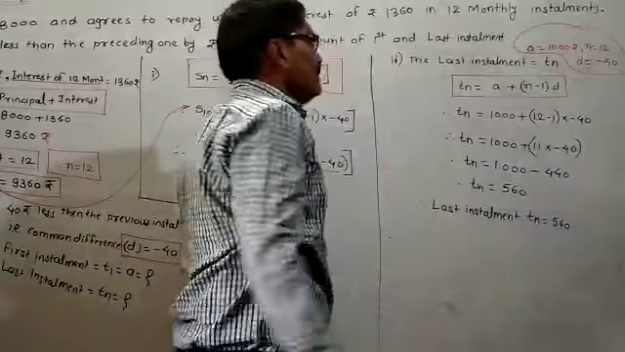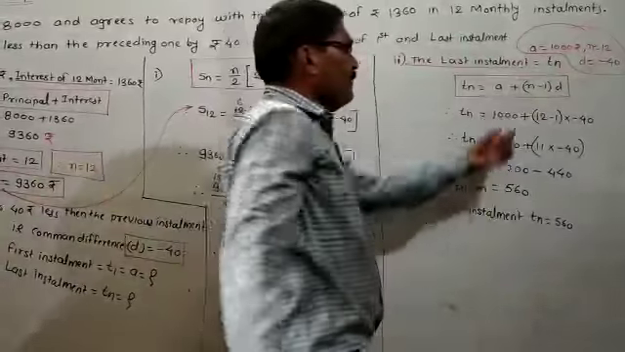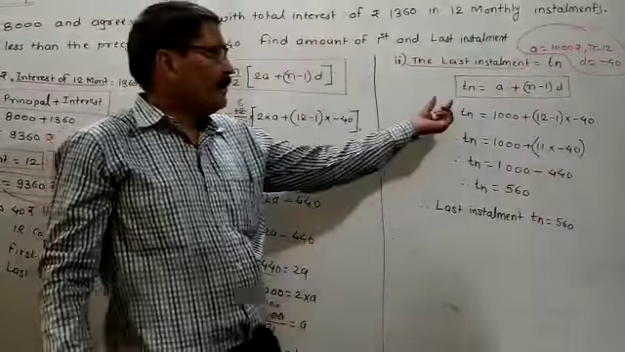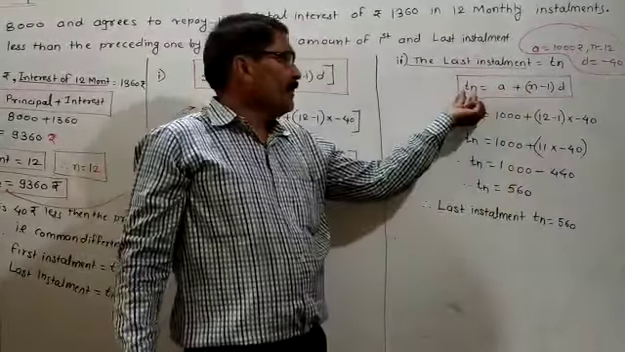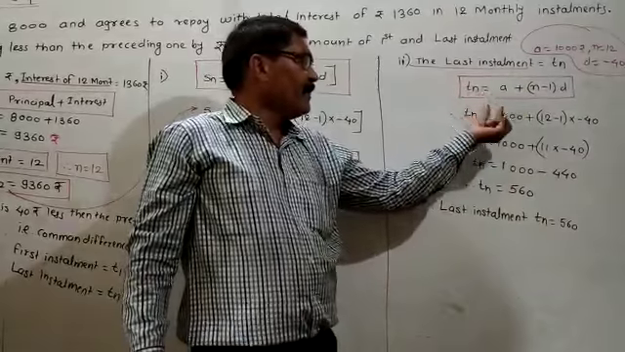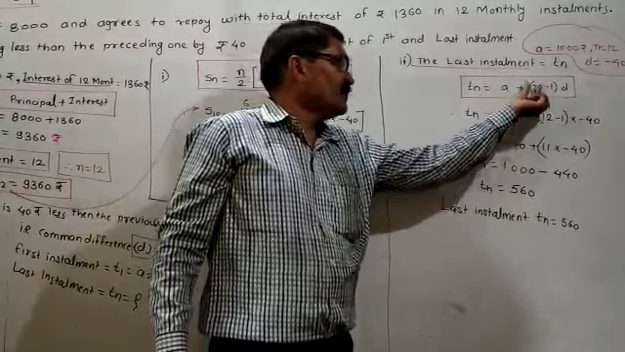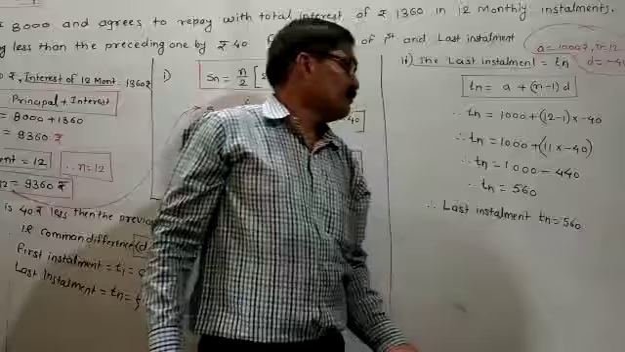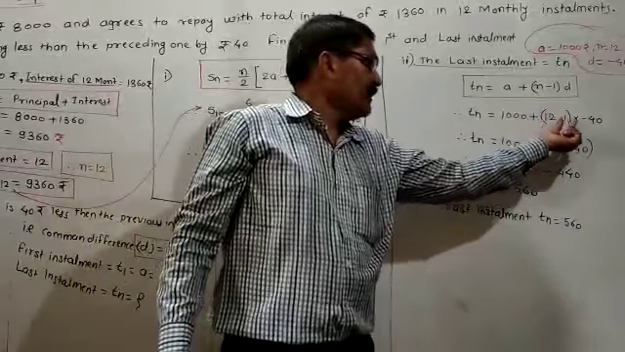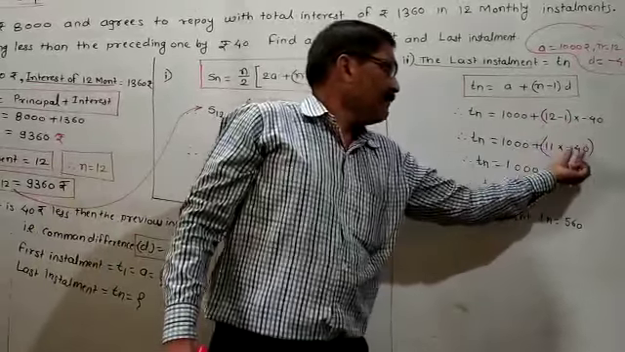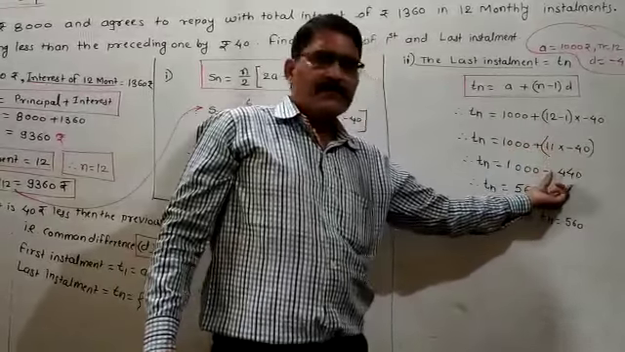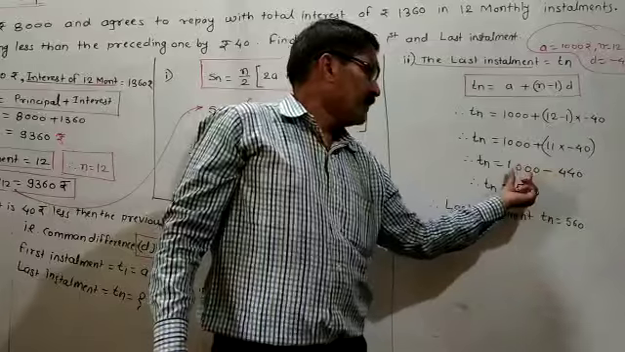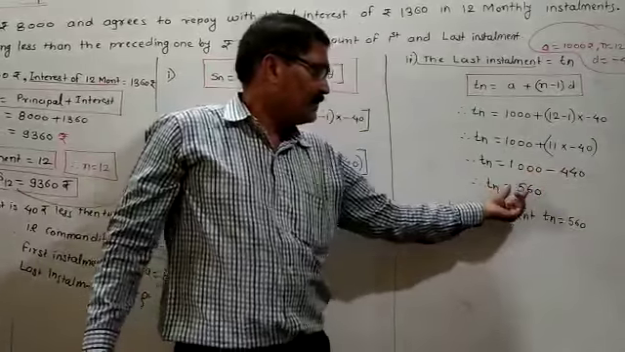You have to find out the last installment. Last installment is equal to what you have to say, Tn. And what is the formula of Tn? Tn is equal to a plus n minus 1 into d. You have to find out the value of Tn. You have to put the value of a as 1000, n as 12, and d as minus 40. 1000 as it is. 12 minus 1 is equal to 11 multiplied by minus 40. 11 multiplied by minus 40 is equal to minus 440. 1000 minus 440 is equal to 560.